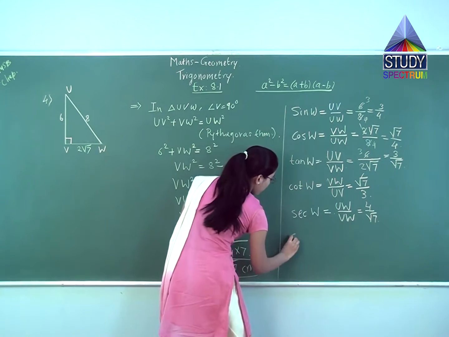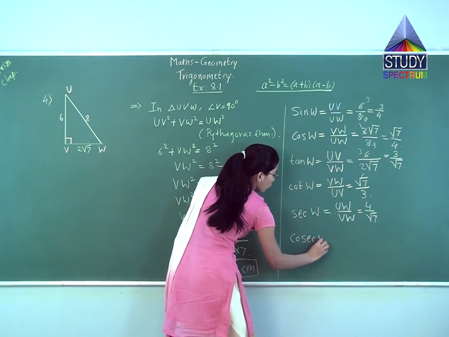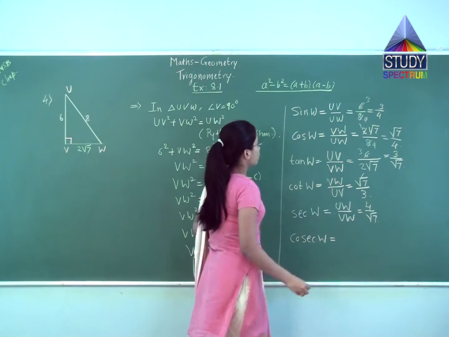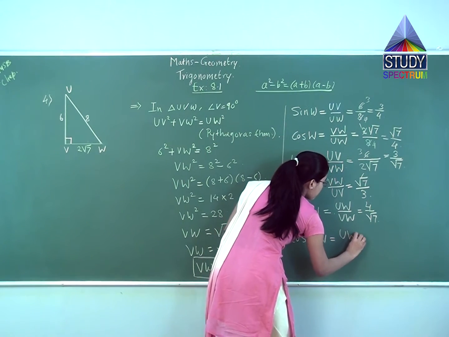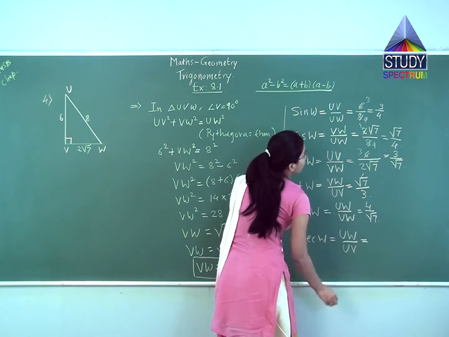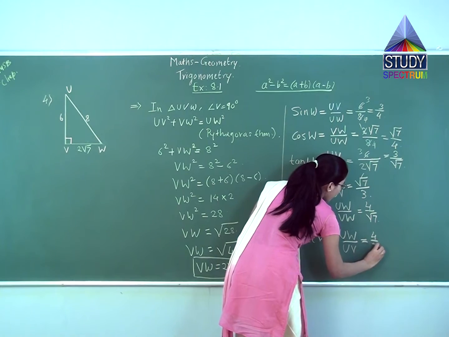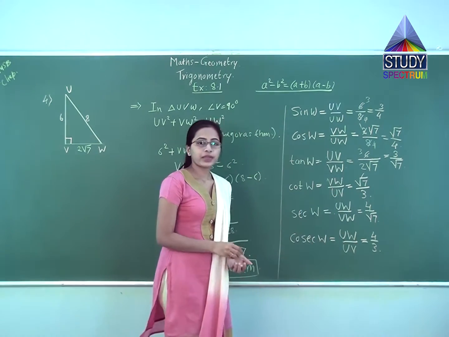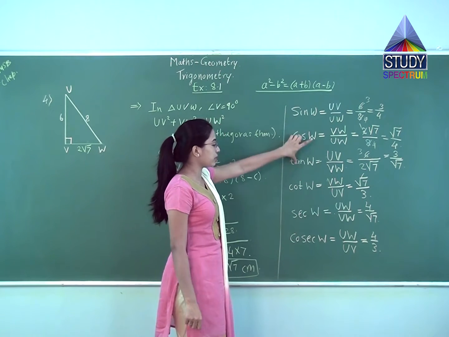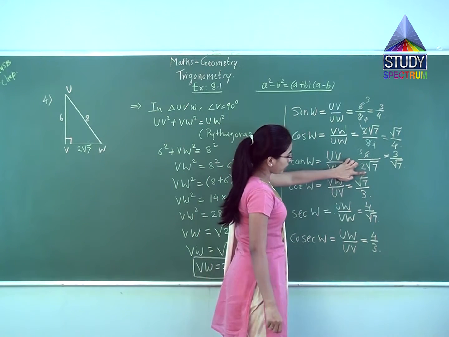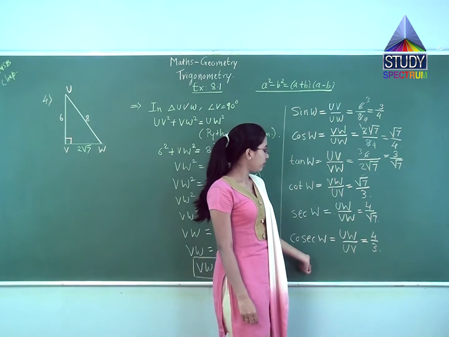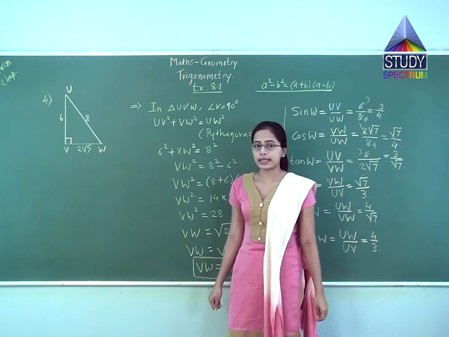Then cosec. Cosec W. Cosec is opposite of sine. So UW upon UV. So 4 upon 3. Easy. No need to do calculation in the last 3 ratios. Just reverse the first 3 ratios accordingly and you will get the answers. So very simple. So here we have completed our 4th example.